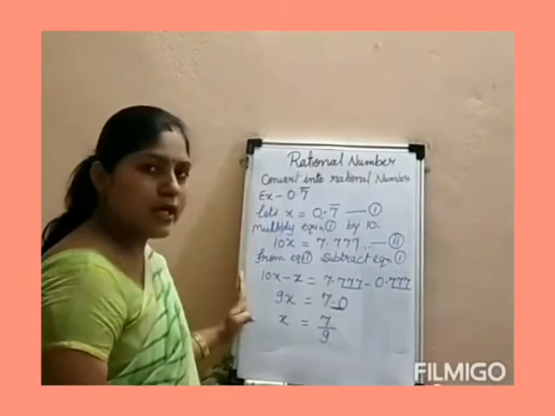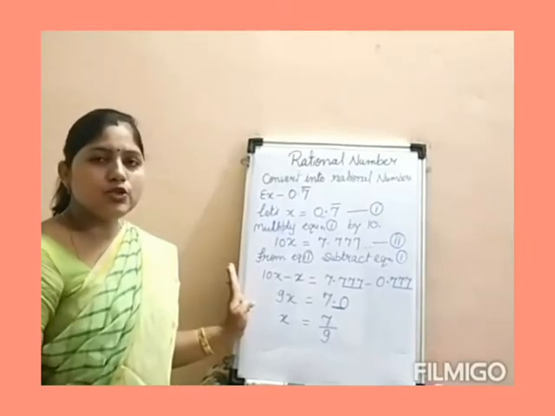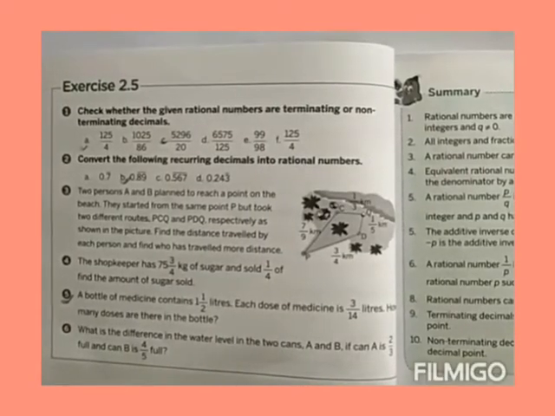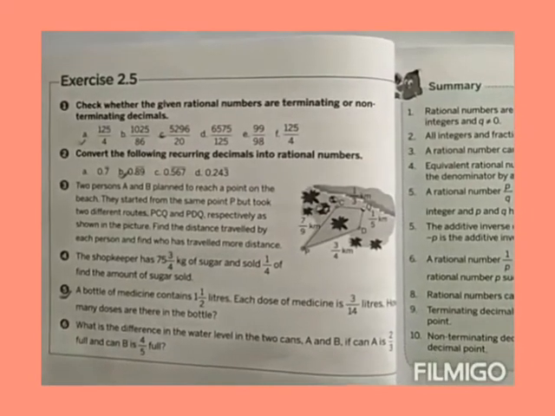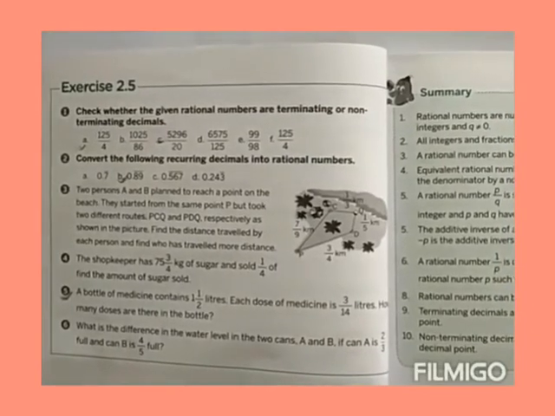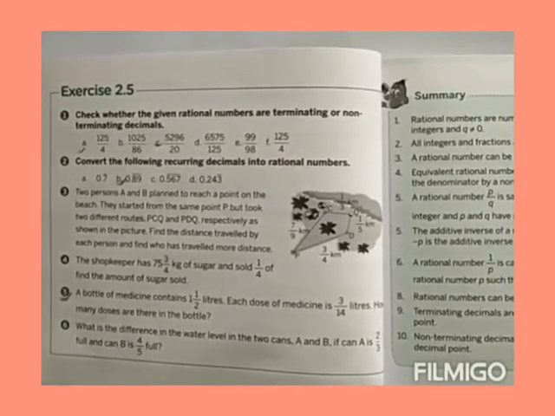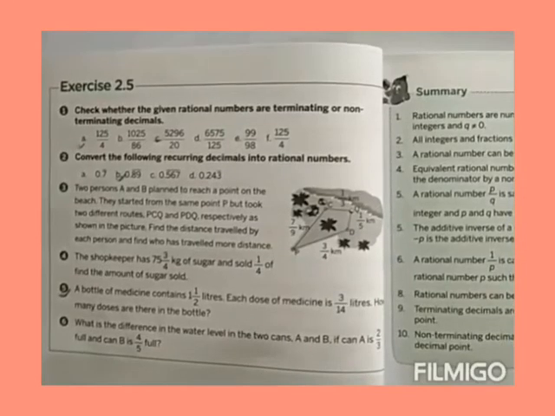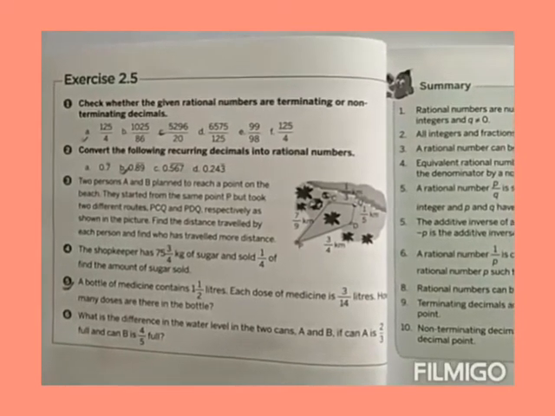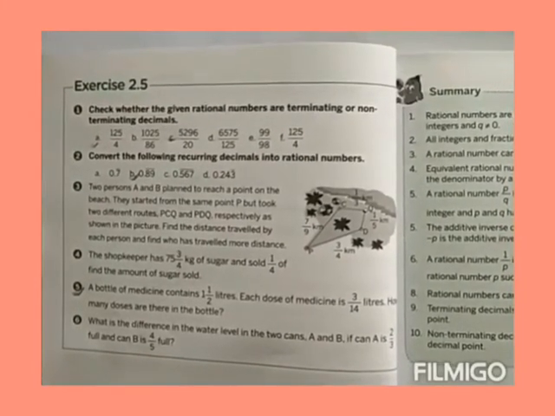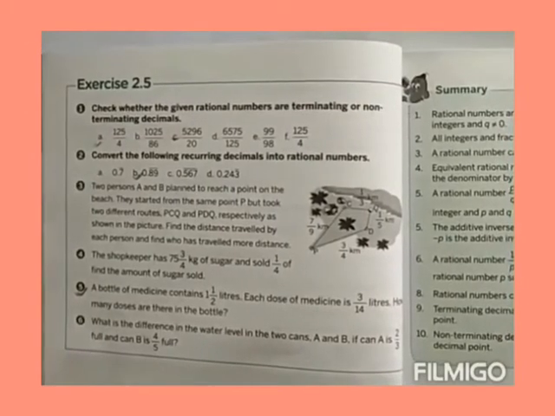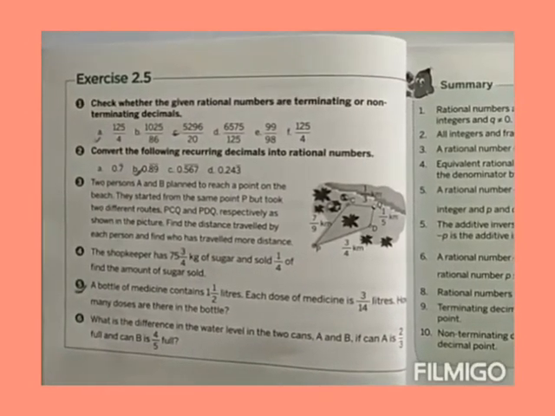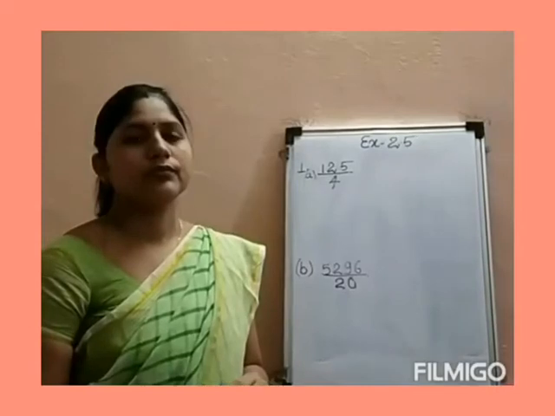The process is that. Now we will do the exercise 2.5. This is exercise 2.5, and from this exercise I'll give you some questions from first and second. Word problems are also there, so I'll give you fifth, and the rest of all you can see in our notes. So let's do exercise 2.5.